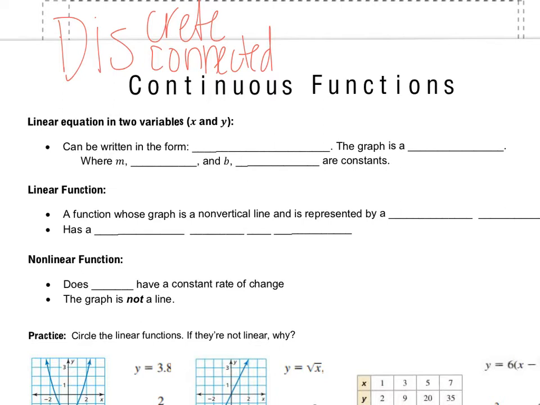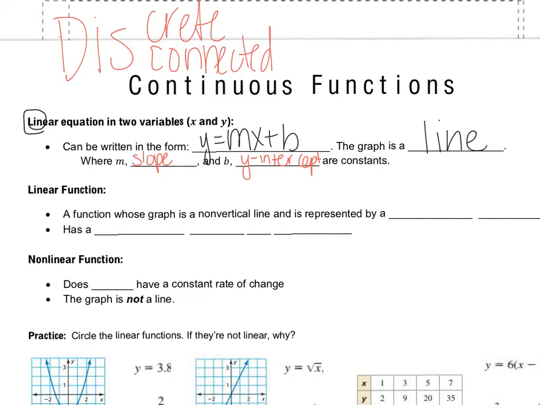continuous function. So a linear equation in two variables, x and y, any type of line can be written in the form of y equals mx plus b. And the graph is a line, which is kind of obvious because it is a linear function. M always represents our slope, and B always represents our y-intercept. Okay, so M is our slope, B is our y-intercept, and they are constants. What that means is that they're not going to change. So like our slope's not going to be 4 for one part of the line and 7 for another part of the line. It's always the same.